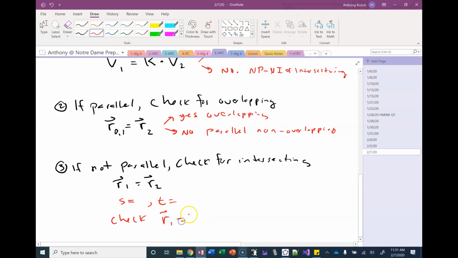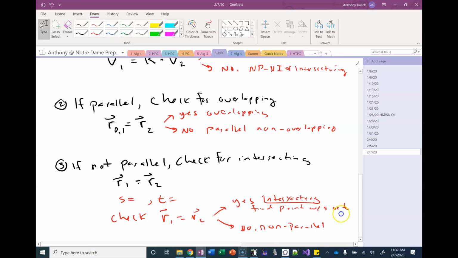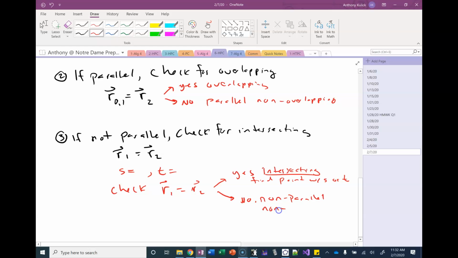So if we check that against the entire system, if the check works, it's intersecting. And then we can find that point with either the S or T. If that doesn't work, that tells us this is non-parallel, non-intersecting.